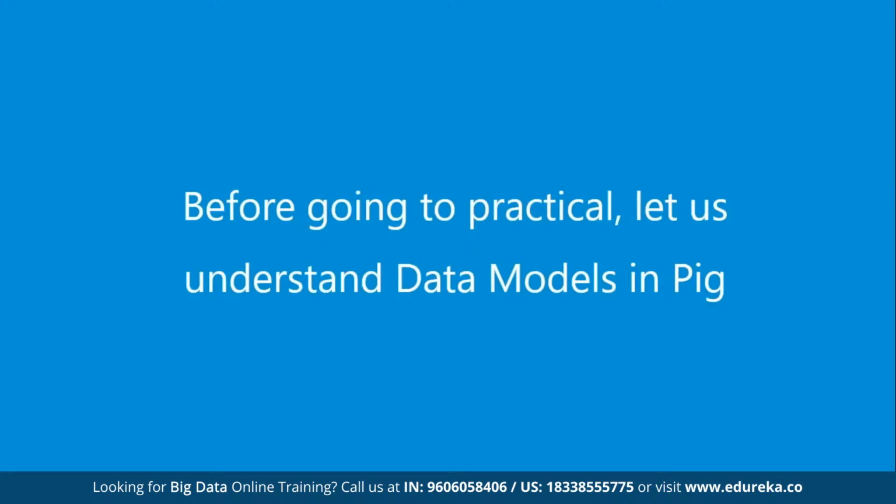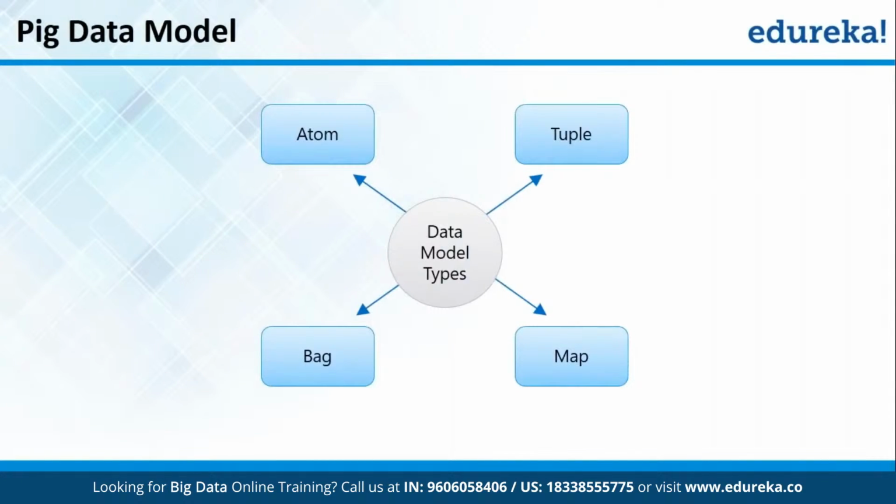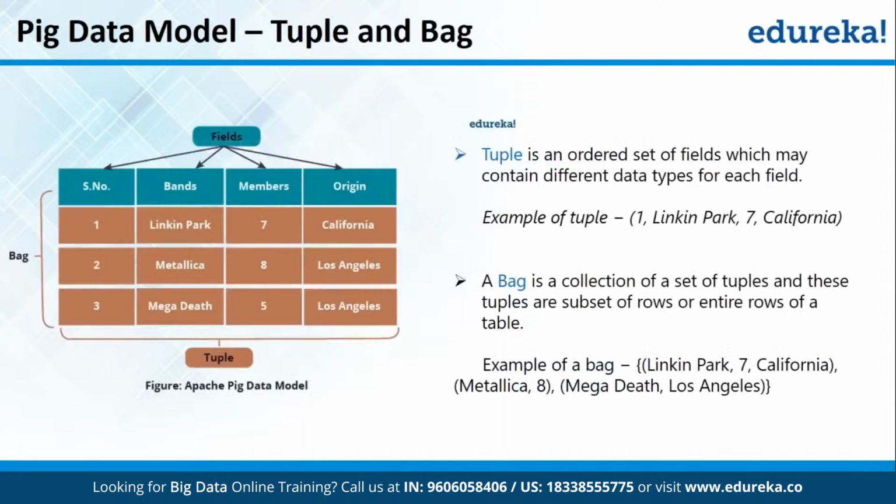Before going to the practicals of executing the pig script, let us understand the data models in pig. Okay, so there are basically four major data models in pig. One is atom, the other is tuple, the third one is bag, and the fourth one is map. We'll understand each one of them one by one. First we'll understand what is a tuple and what is a bag. Okay, because these two are used generally together.